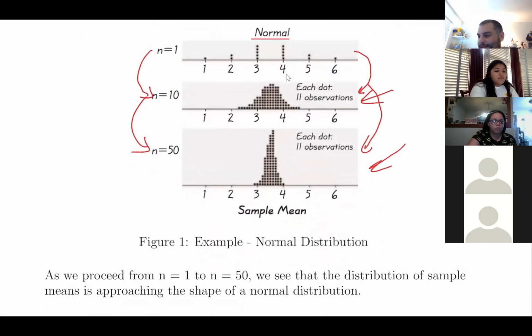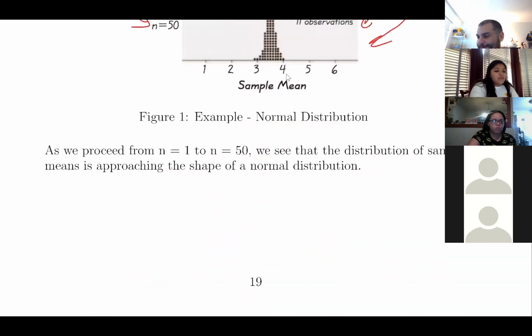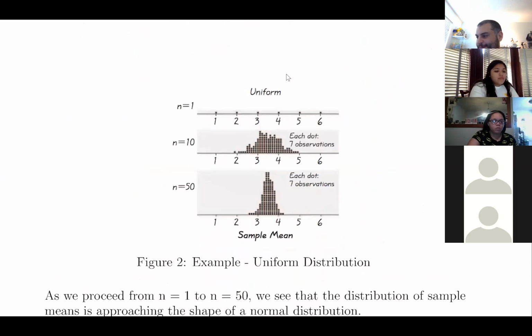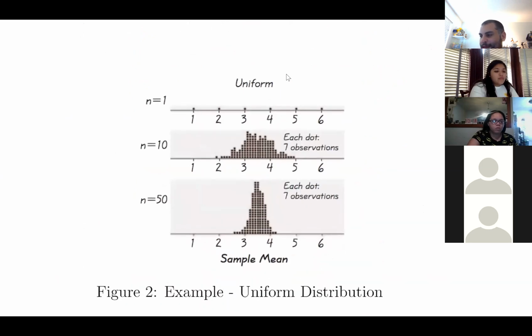So let's go on to the second example. If I look at this data set, is that data set normal? Does it look like a bell-shaped curve? No. So we'll say not normal.